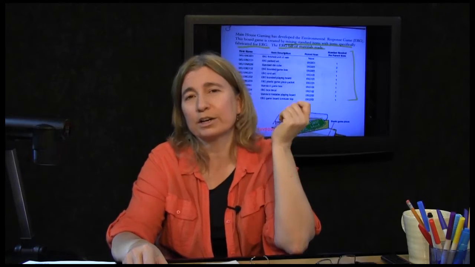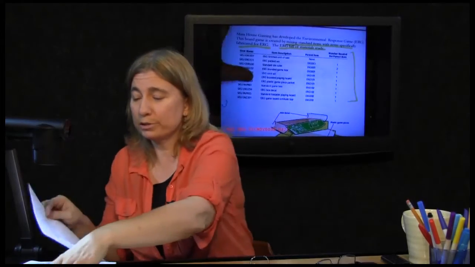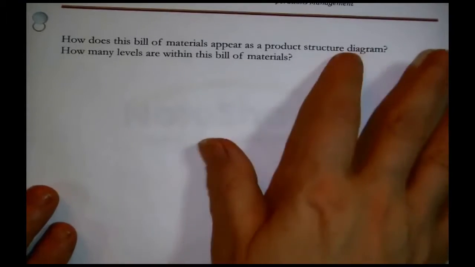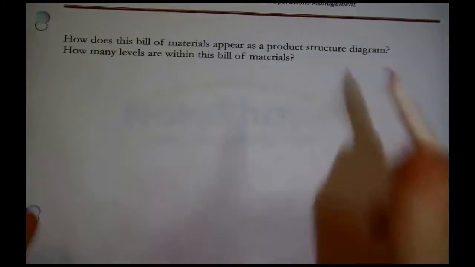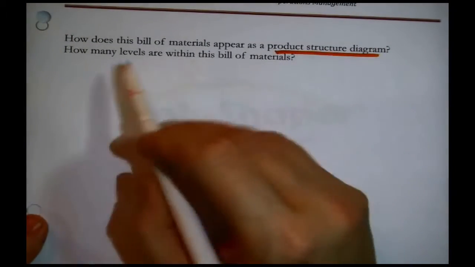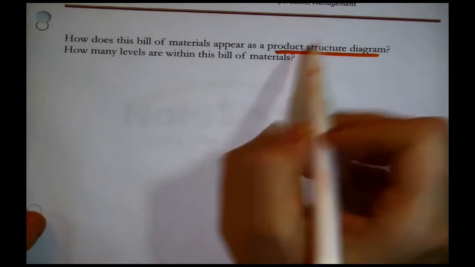Neither of these things is a so-called product structure diagram, although what they are providing is enough information to create a very nice product structure diagram, which, if you have the note frame, is what is asked for on the next page. Okay, how does this bill of materials appear as a product structure diagram? And then a little tag-on question: how many levels are within this bill of materials?